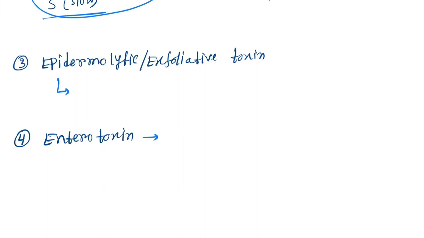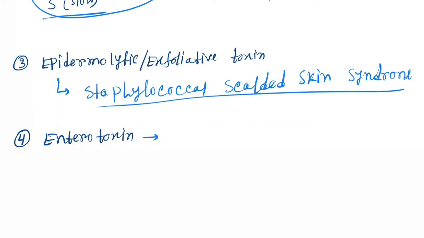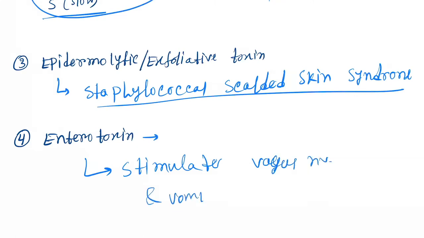Next is the epidermolytic or exfoliative toxin. This causes staphylococcal scalded skin syndrome. You see a notation on your screen, so if you want to learn this syndrome in detail, go to the video link. And enterotoxin stimulates the vagus nerve and the vomiting center of the brain. Okay, so this causes food poisoning.